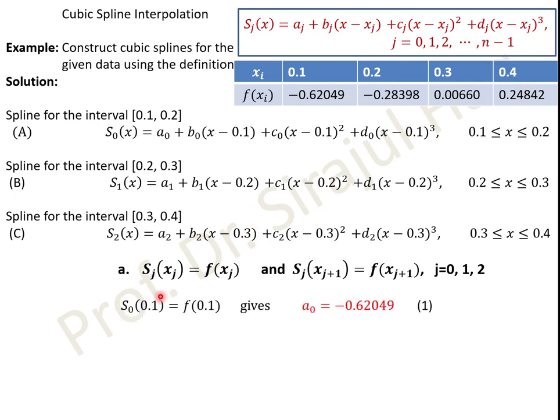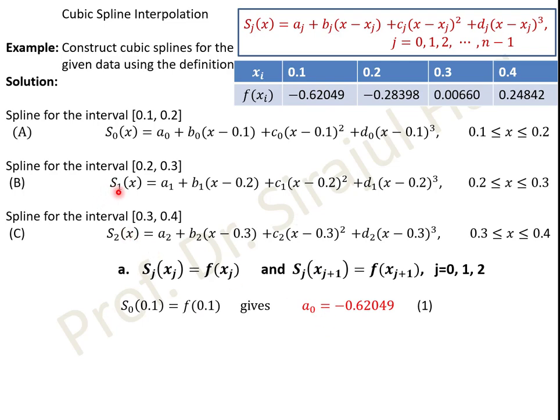Let's go to the first spline. Replace x by 0.1. When you replace x by 0.1, you will see that this portion will become 0 and we will be left with a naught. A naught is equal to f of 0.1, and f of 0.1 is given by this value. So we got the value of a naught.